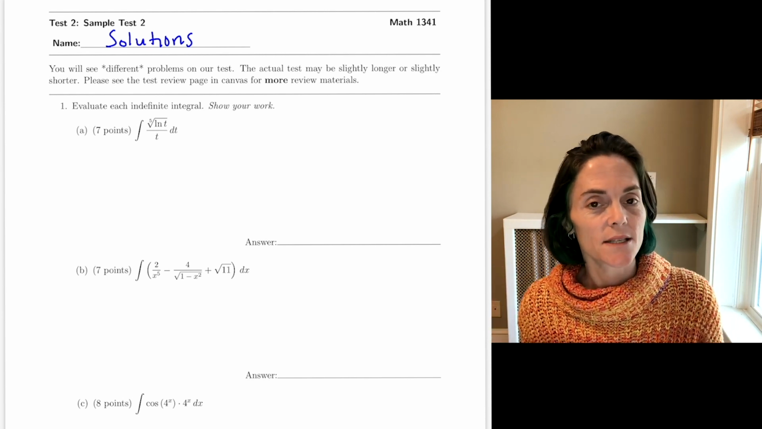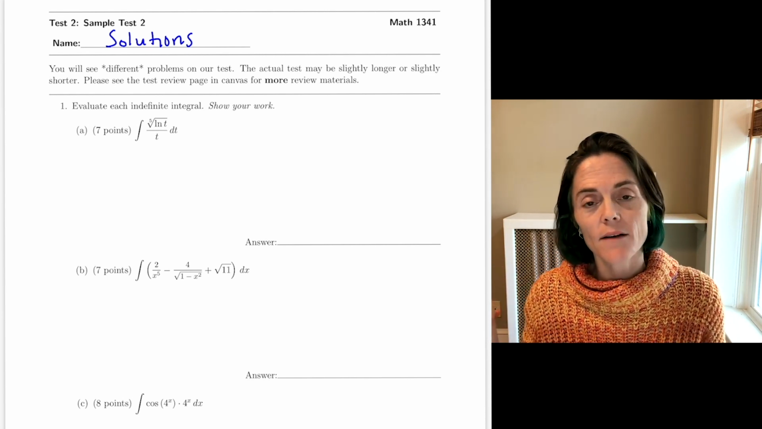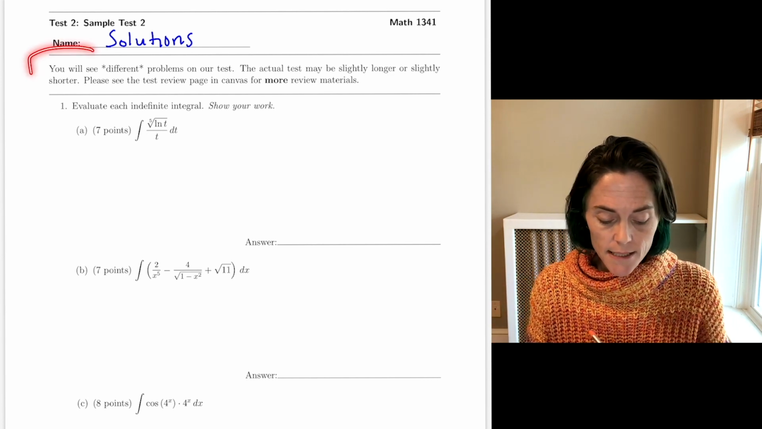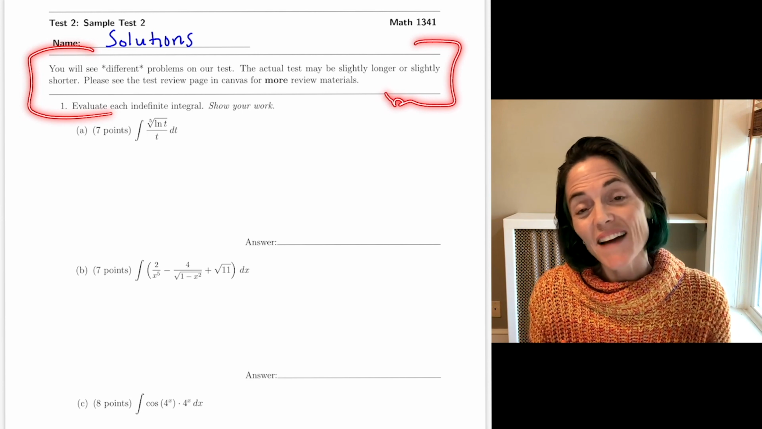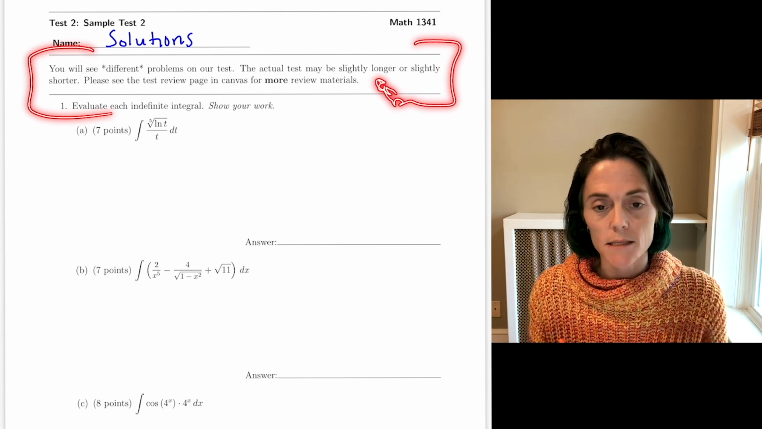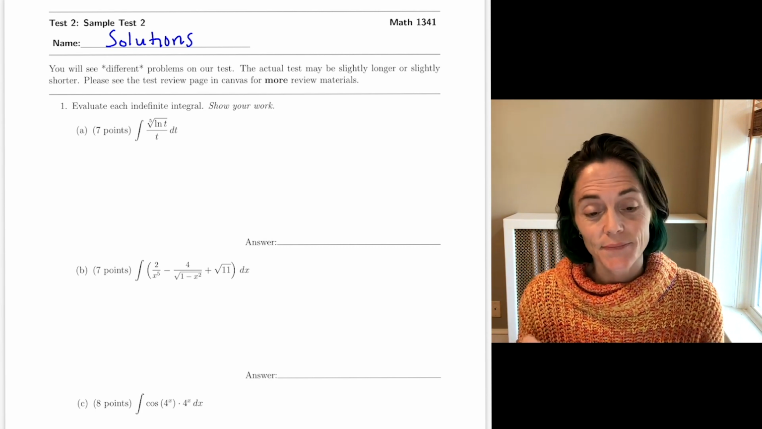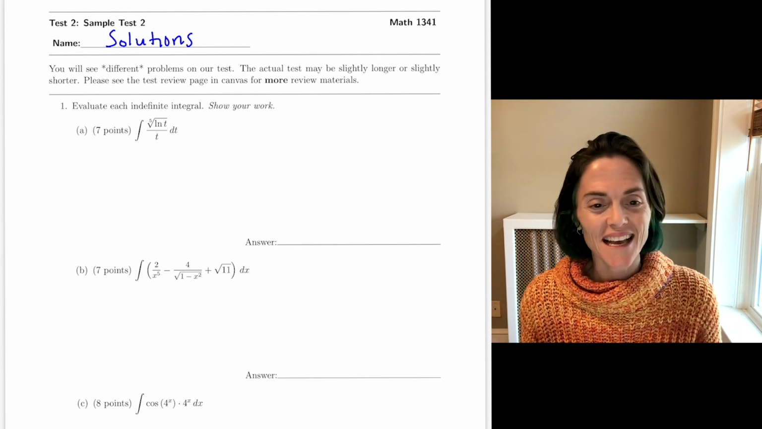Hello, Calculus 1 students. This is the second part of our review for our second midterm. My caution is the same as the first part. We will have different problems on our actual test. So make sure you study all of the materials I have in Canvas in addition to this sample test.